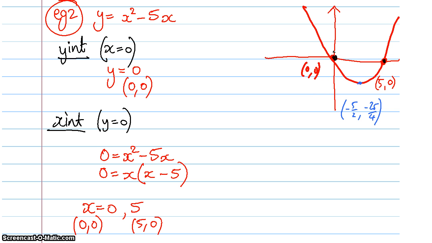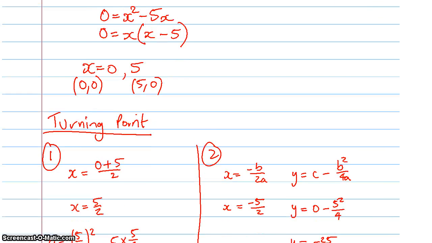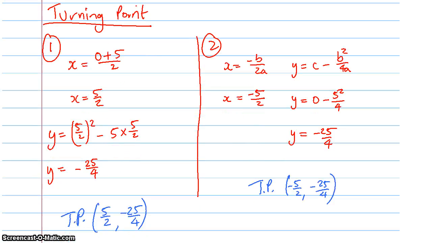Okay, now I've got my x-intercepts, I've got my y-intercept. All I need now is my turning point. Now remember that there are two ways that you can get your turning point. You can simply get the average of the two x-intercepts here, so 0 and 5, the average of that is 2.5. Or you can use the formula. I'll show you both just so that you can see it.